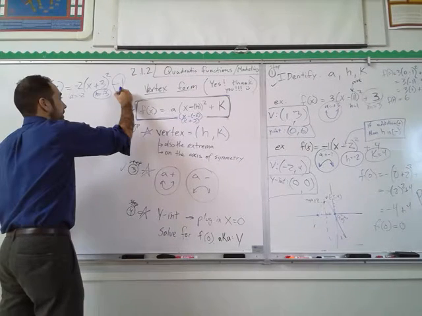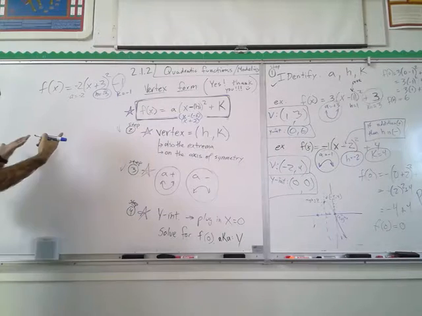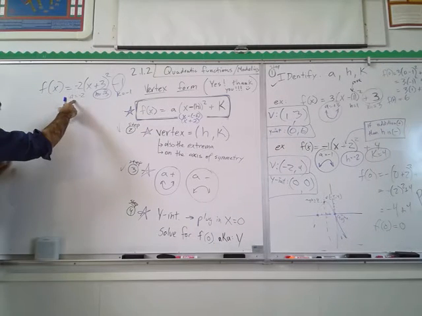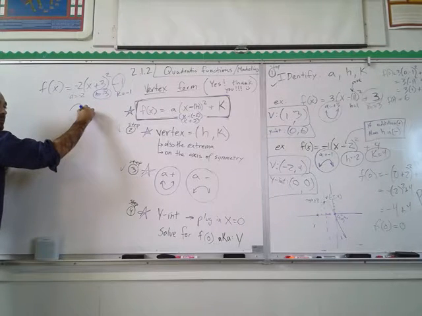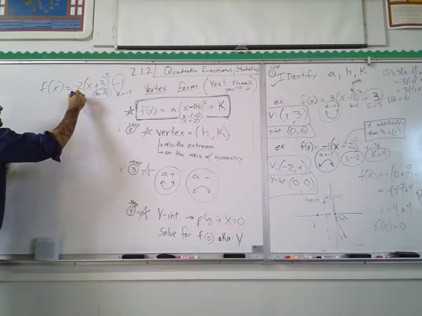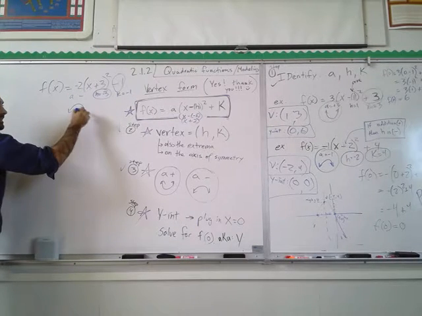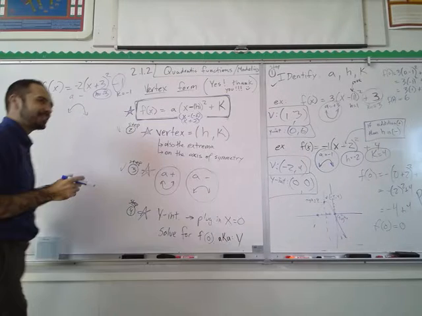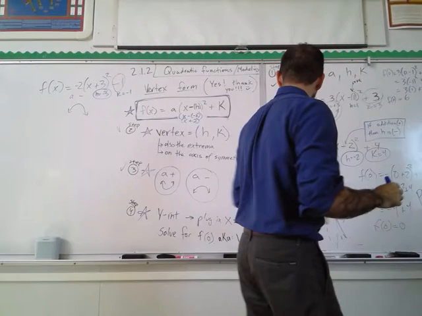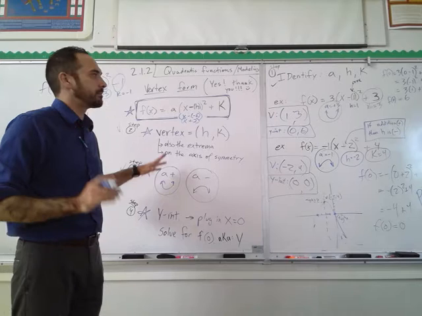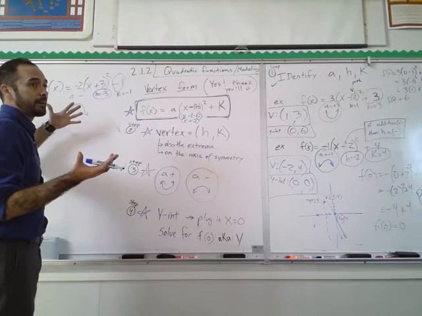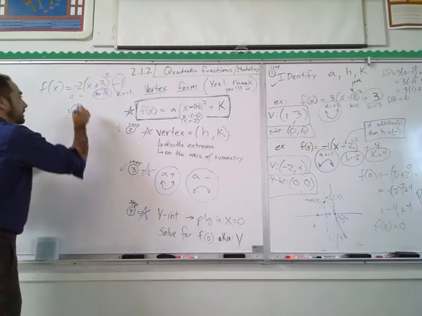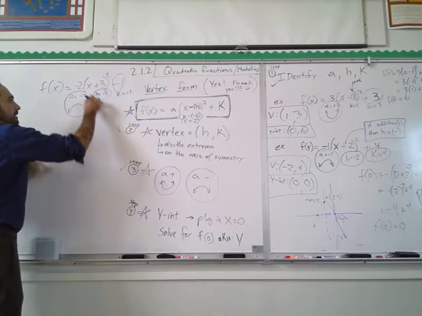A is negative, so I know it's facing down. Remember that trick we made with the circles? When A is positive it opens up, and when A is negative it opens down. So it's facing down because it's -2. All right, vertex, we can do this real quick.